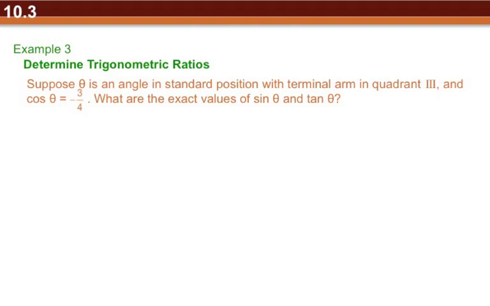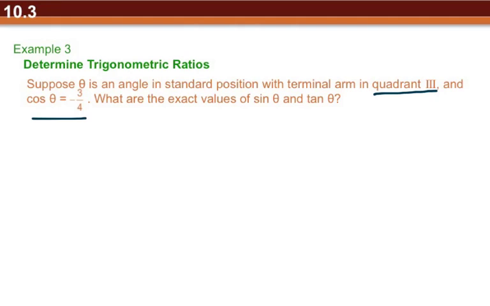So what we have given to us here is a standard position angle, terminal side in quadrant 3, and the value of cosine of theta. The question's asking us for the exact values of sine theta and tangent theta, and we have enough information, even though it's been disguised a little bit, to find this.